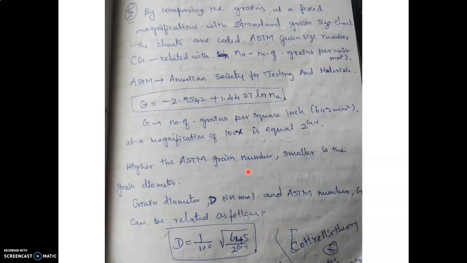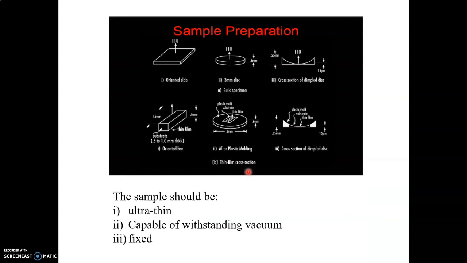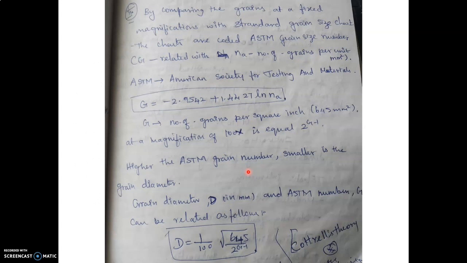The American Society for Testing and Materials gives a standard chart to calculate the diameter of the synthesized nanoparticles using this formula. At a fixed magnification, how many nanoparticles are present, and their diameters, can be calculated using this formula. So this is a very important thing.